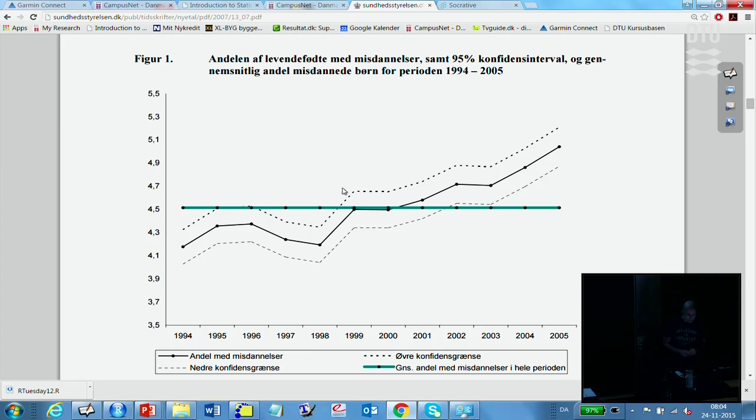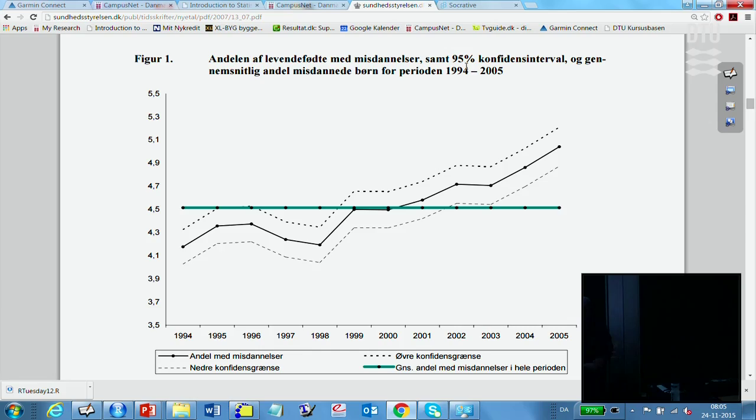It says the proportion, sorry for the Danish, but I'll translate. It says proportion of newborns alive with malformations, right? Among newborns in Denmark. So it's about 4 to 5% of all newborns. I'm sorry, that's how it is. It's not a perfect world we're in. That includes all levels of malformations, though, from small ones that many of us live with to more serious ones that fewer live with. And 95% confidence interval for such proportions. And there are 12 proportions here, one from 1994, one from 1995, and so on and so forth.